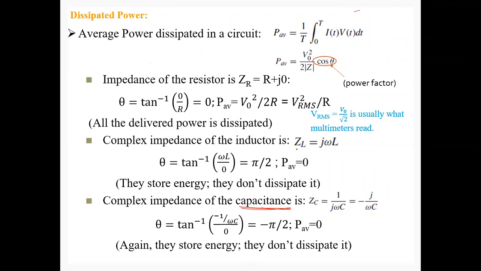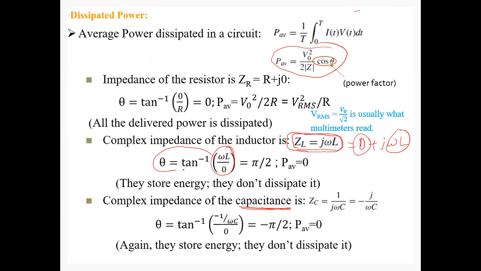So your inductor is ZL equals J omega L, right? We are using this formula again. So what is theta in the case of the inductor? This is my Z, right? The real part is 0. 0 plus J omega L. And how do you find theta? This guy over this guy, right? That's what it is. So what is this theta then? Your theta is pi over 2.